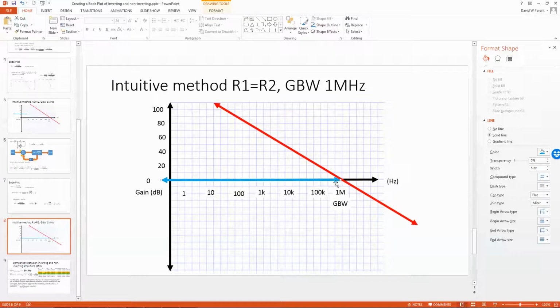Then at omega naught, which is actually a little bit less, I'll get into why later, then at omega naught it's minus 45, and at 10 times omega naught it goes to minus 90, or minus 270. I'll try to show this a little bit better in LTspice. Okay.